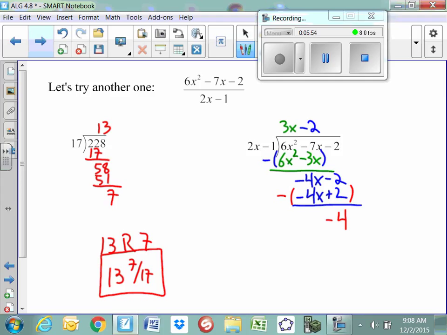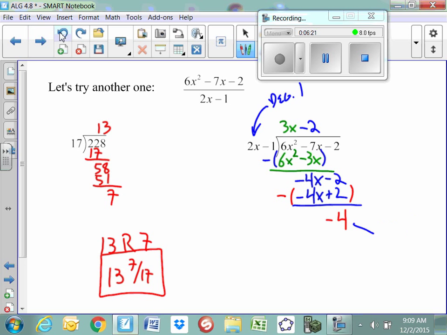How do I know not to drop anything? Well, there's nothing left to drop. How do I know that 2x can't go into what the remainder is? Well, notice that this time I've gotten to a point where the degree on the 2x is a degree of 1, and this is degree 0. You can't have something of a higher degree go into a lower degree.